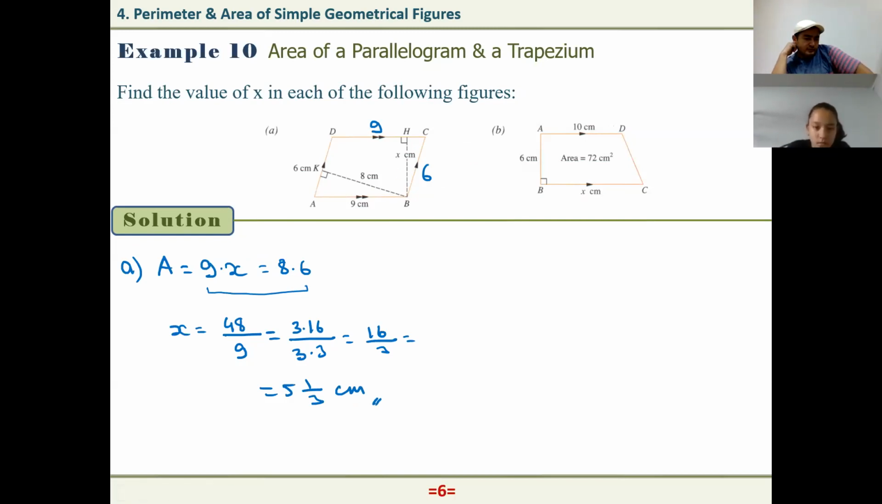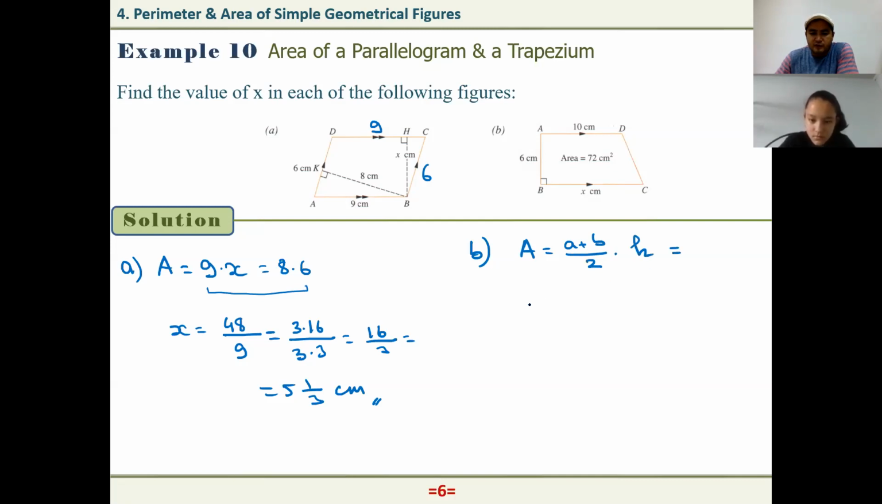And how about the other question? In question B, as you see, it is a trapezium because this side is parallel to this side. And this side is already perpendicular to BC. That means that is a height, right? So here, by using the area of the trapezium, what is it? It is the sum of the parallel sides over 2 times height. What sides are parallel? This side and this side. So it is 10 plus x over 2 times.